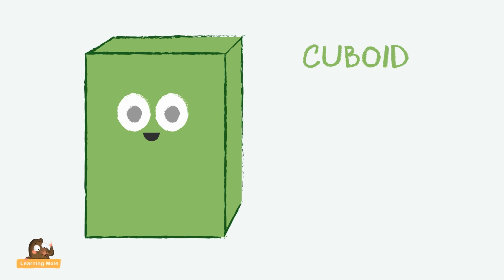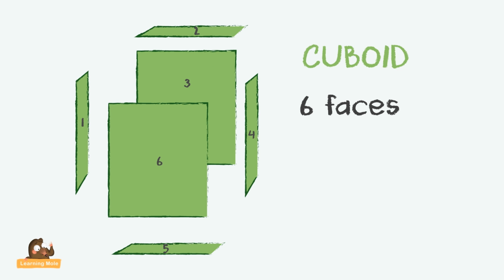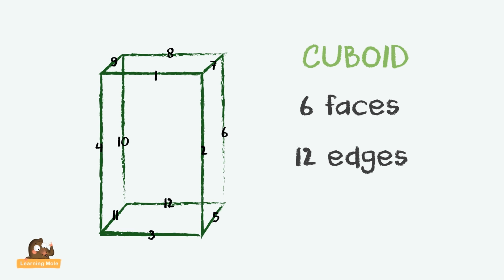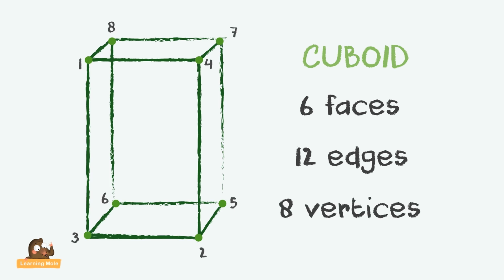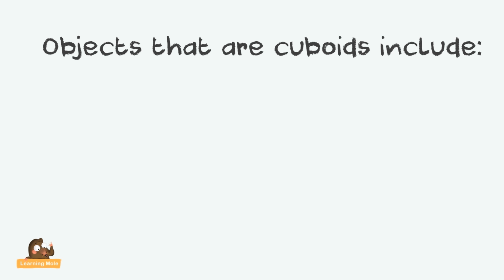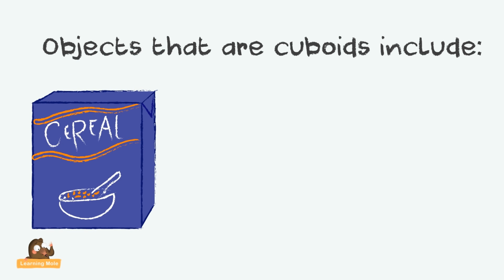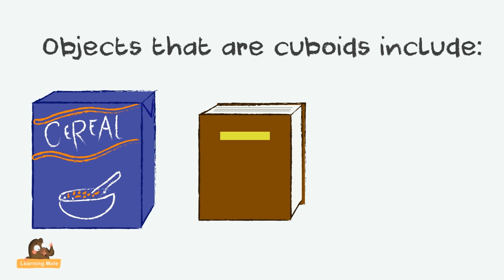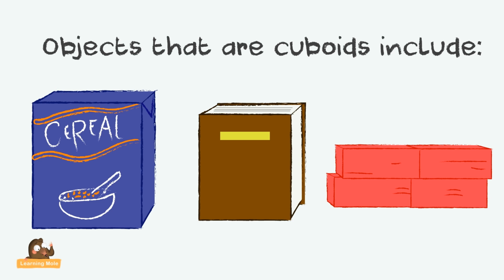Cuboid. A cuboid has 6 faces, 12 edges, and 8 vertices. Objects that are cuboids include cereal boxes, books, bricks.